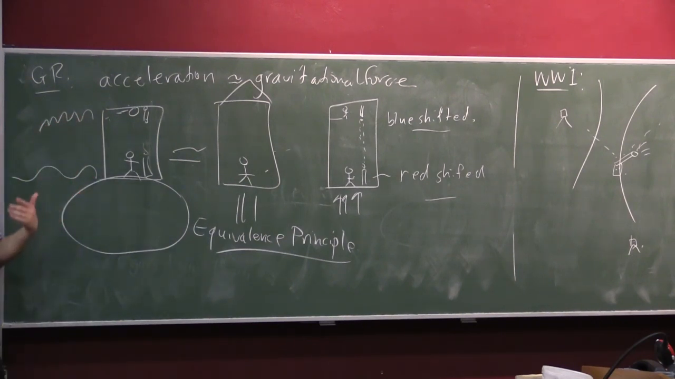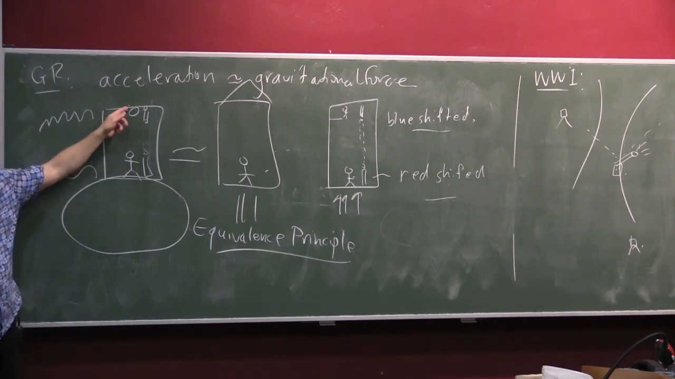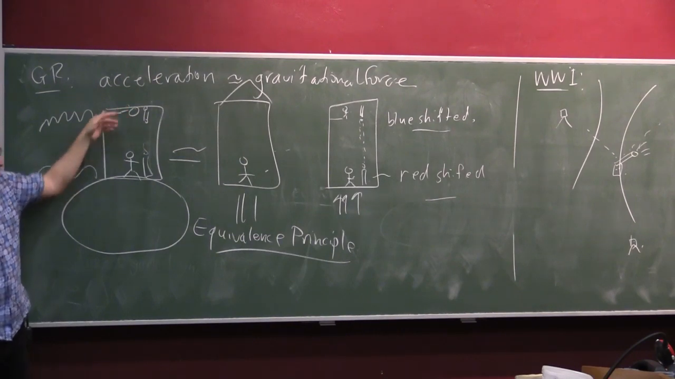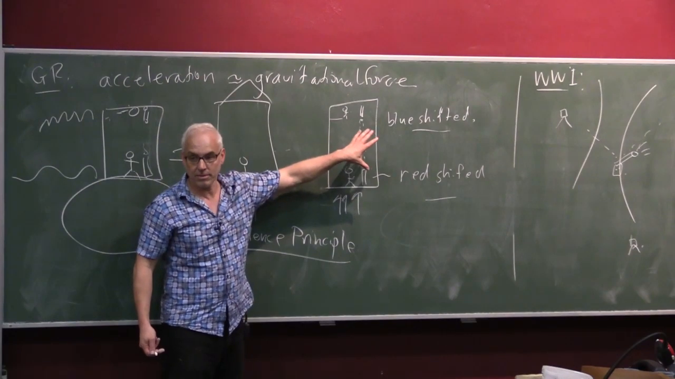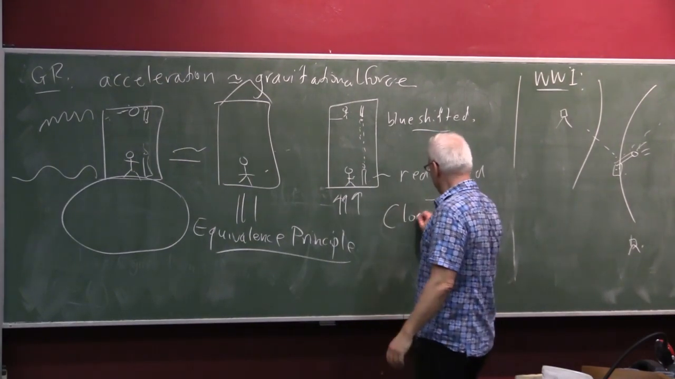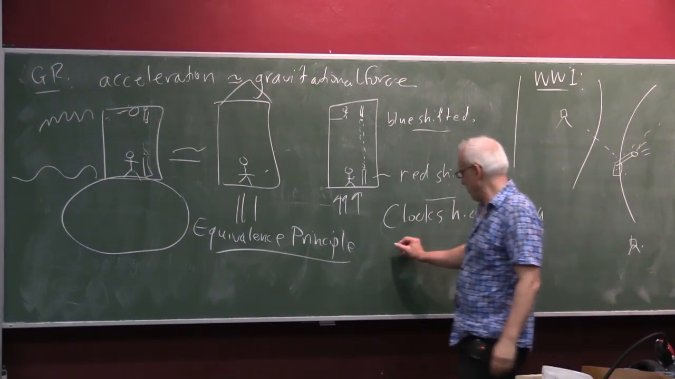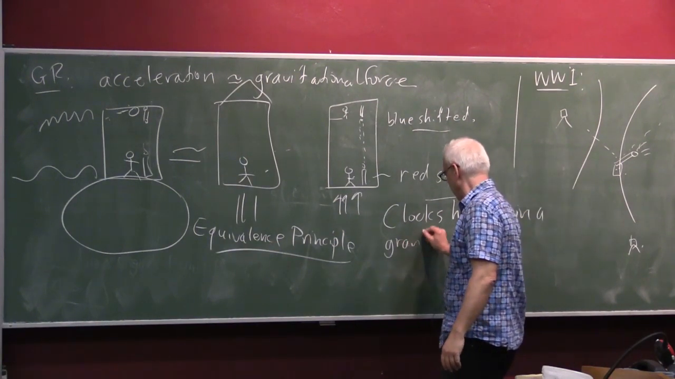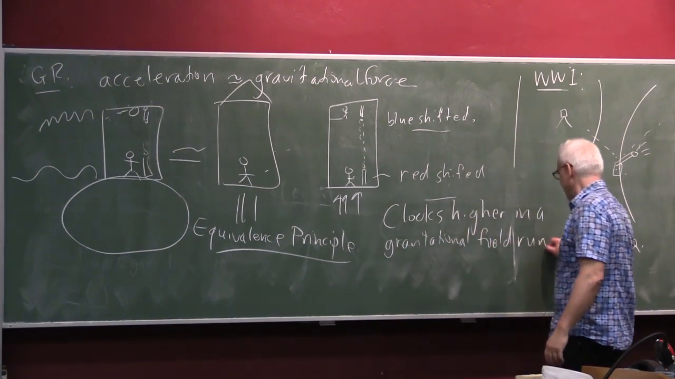The frequency of a wave can be thought of as like a clock. And what you can deduce from here is that the clock here is running slower than the clock here. That's a consequence of the equivalence principle and understanding the Doppler effect in an accelerating rocket ship. So the conclusion is that clocks higher up, higher in a gravitational field, run faster.